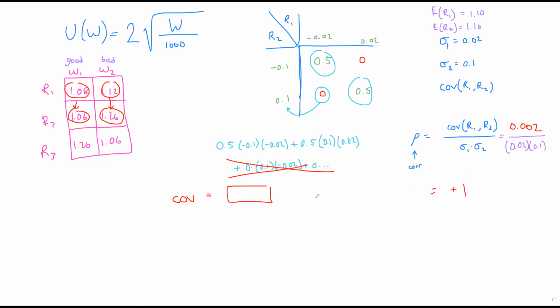Now that script is going to flip when we go on to finding the correlation between R1 and R3. Here's all that changes when you do the correlation of R1 and R3. Now it's the case that the 0.5 and the, actually here, I'll just do this. These are now flipped.